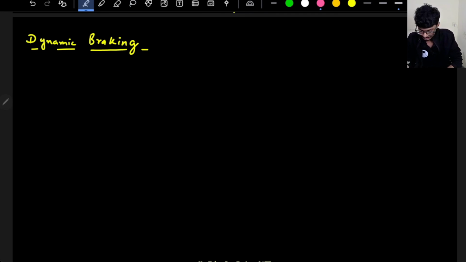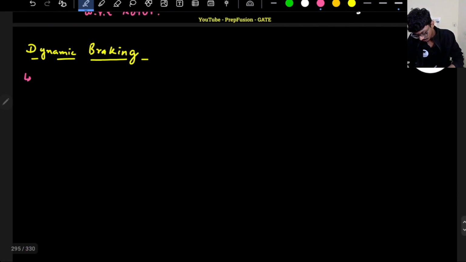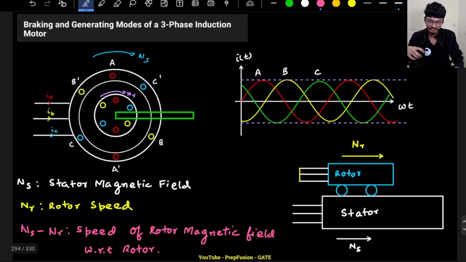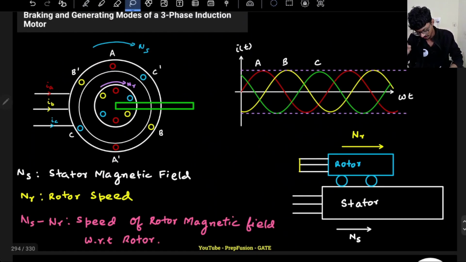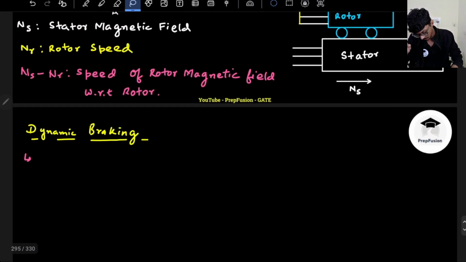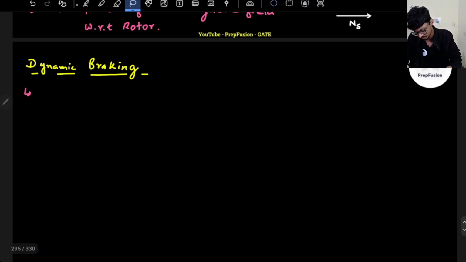What I can comment is, here, what happens in dynamic braking. In dynamic braking, what we do, we take out the supply. So before that, let me first do the marking so that you can understand a basic thing. One more thing I want to explain. Do I have the marking here? No. So dynamic or rheostatic braking is also, sometimes, called rheostatic braking.